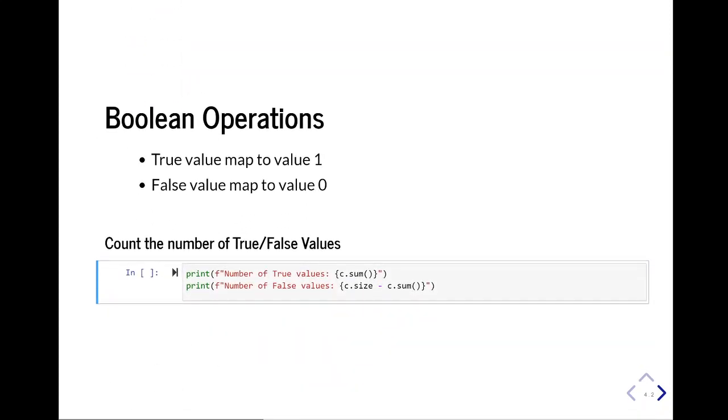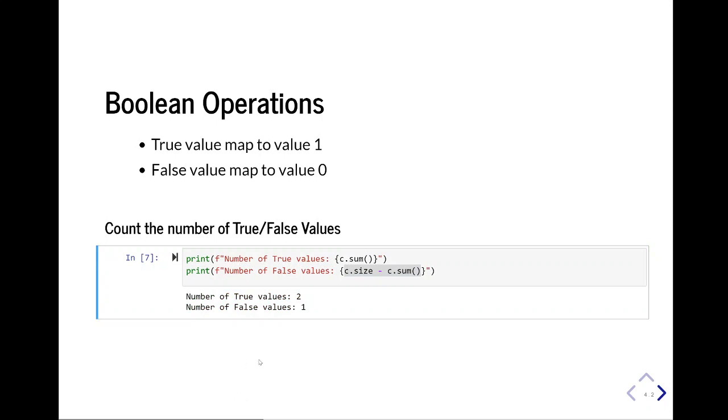Because Boolean values map to integer values, where true is 1 and false is 0, we can do calculations on them, like counting the number of truths or figuring out the number of false statements. So here we're going to count the number of truths by just summing up that previous example of C, and we should get 2. Then we can figure out the number of false values, which is just take the total size minus the sum of all true, and that should give us the answer. That's one way of doing it.